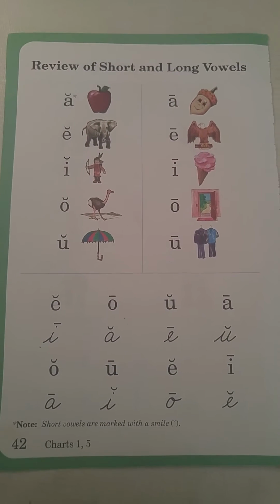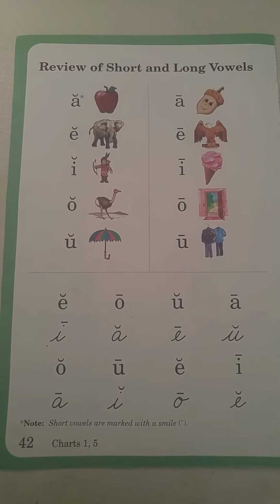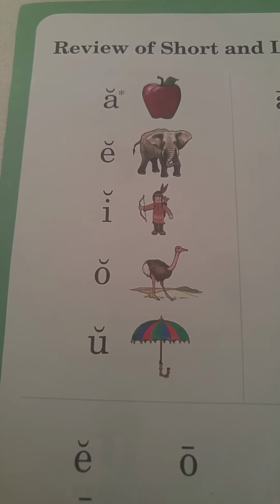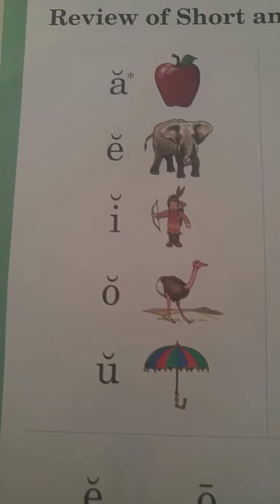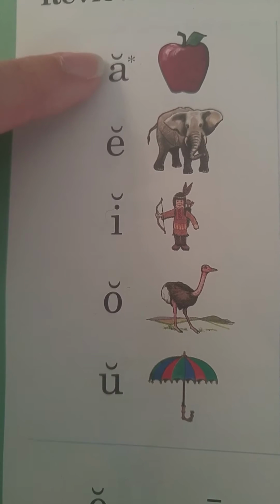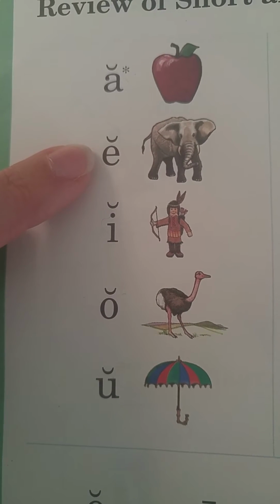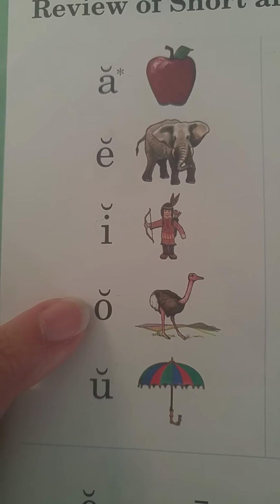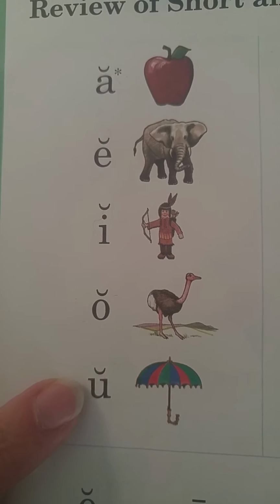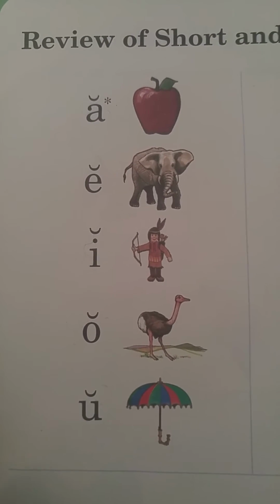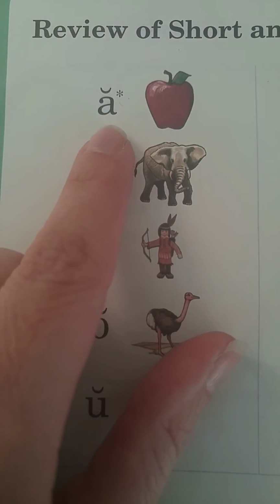So now we're going to review our short vowels and our long vowels. When there's one vowel in a word, it says its short sound. A says a. E says e. I says i. O says o. U says u. And if you can't remember what sound it makes, the picture will help us.